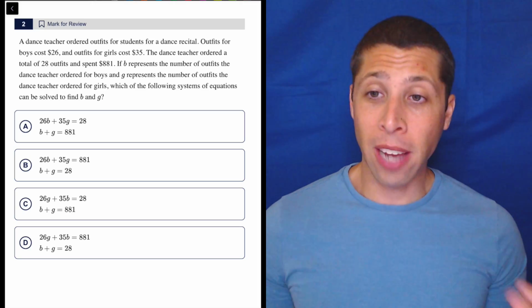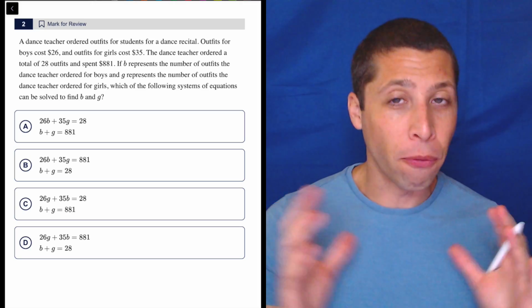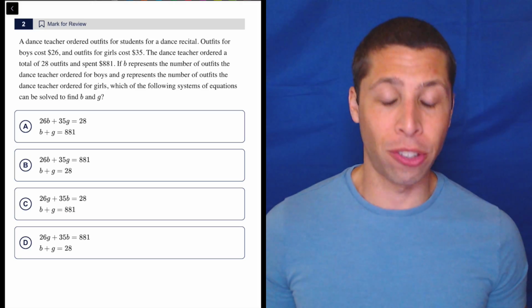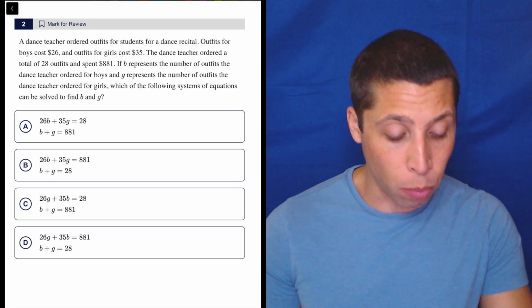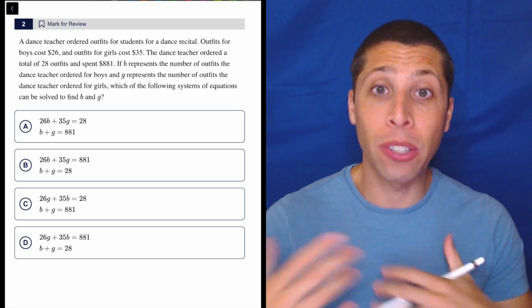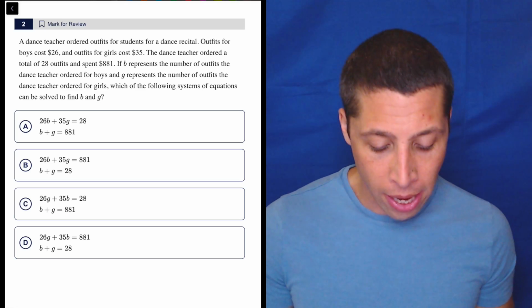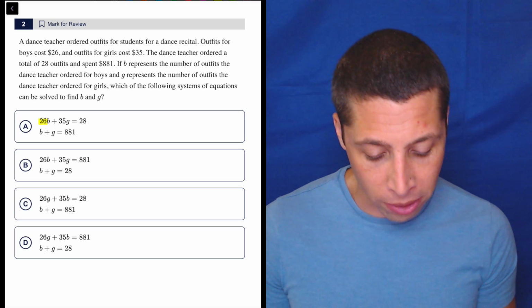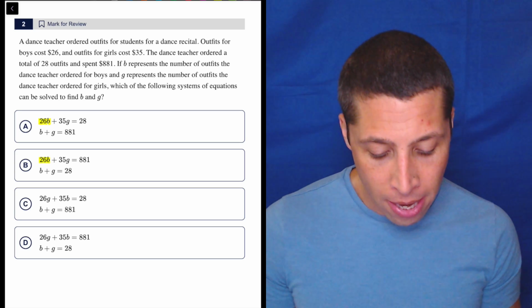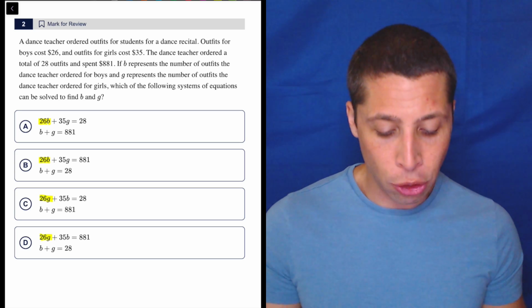We've got a story that looks complicated. There's a lot of information. But before I read any part of this question, I'm going to the answer choices and looking at what's different, because that might tell me what to care about as I read the story. And I see that 2 of the choices have 26B and another 2 have 26G.